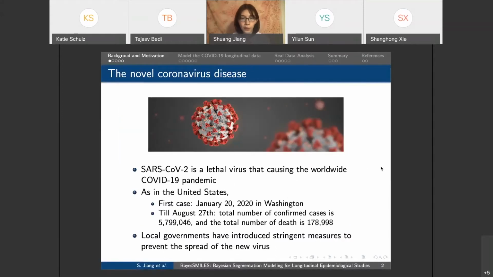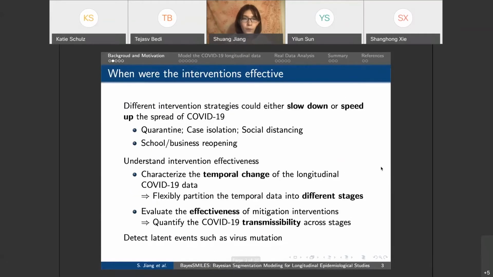I think the previous speaker has given us a pretty thorough review of the background information of COVID-19, and the last speaker also mentioned several statistics about COVID-19 in the United States. During this very hard time, our local governments have introduced different public health interventions to prevent the wide spreading of this new coronavirus. Since we're talking about interventions, different strategies could either slow down or speed up the disease spreading.